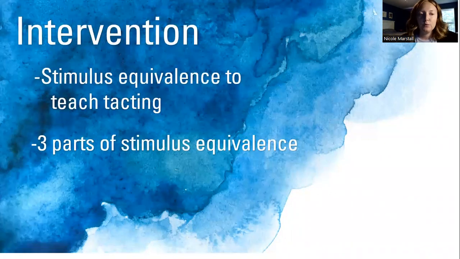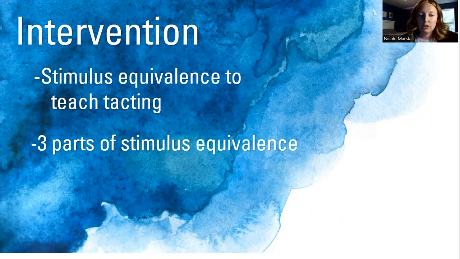The intervention we will be discussing today is using stimulus equivalents to teach one of the verbal operants. Verbal operants are verbal behavior that is defined by the function that they serve. For this intervention, we were teaching the verbal operant tacting. Tacting is putting a name or a label on an item or object.